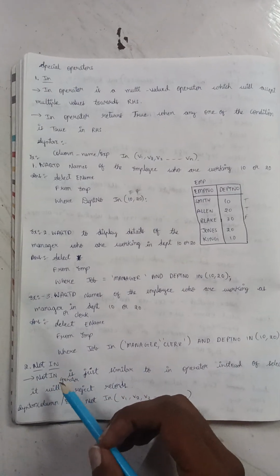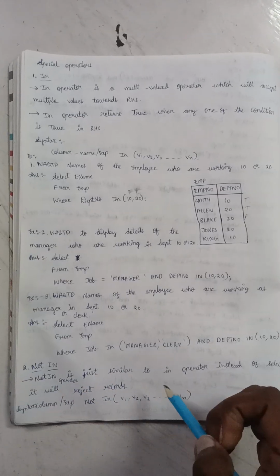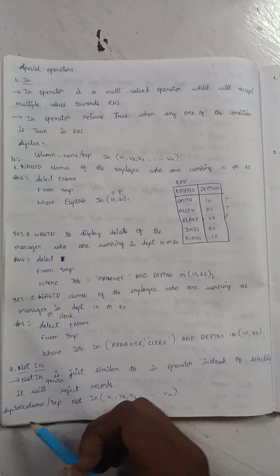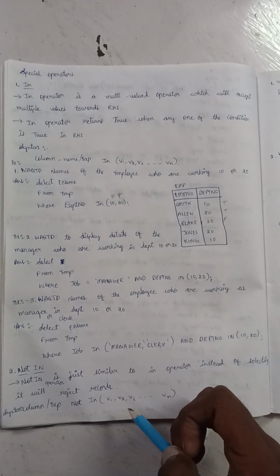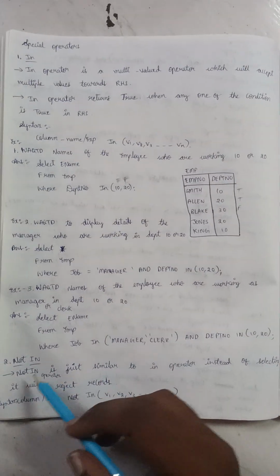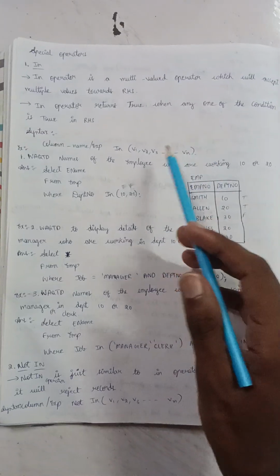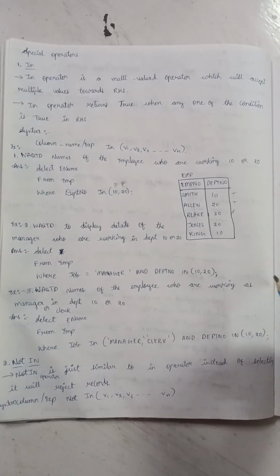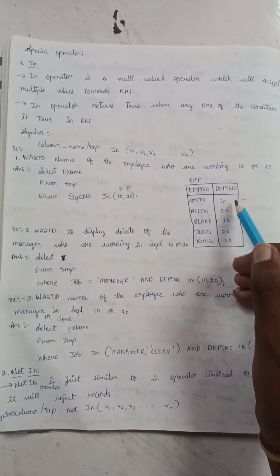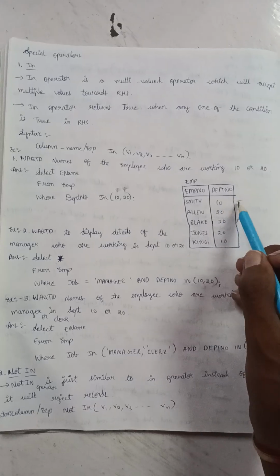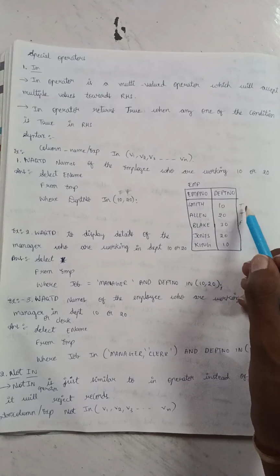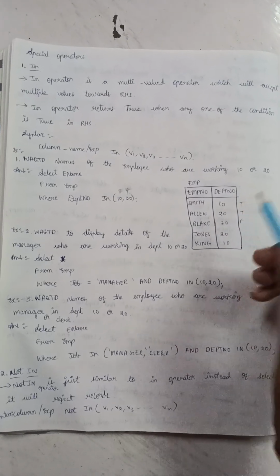Now the NOT IN operator is just similar to the IN operator. Instead of selecting, it will reject records. Syntax: column or expression NOT IN value 1, value 2, value 3, and so on, value n. With the IN operator, if the value matches the condition, it returns true and the record is selected. But the NOT IN operator does the opposite operation.